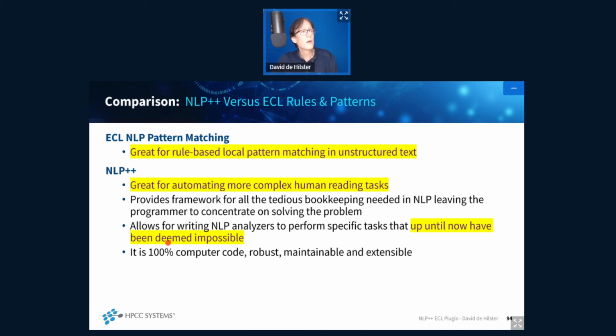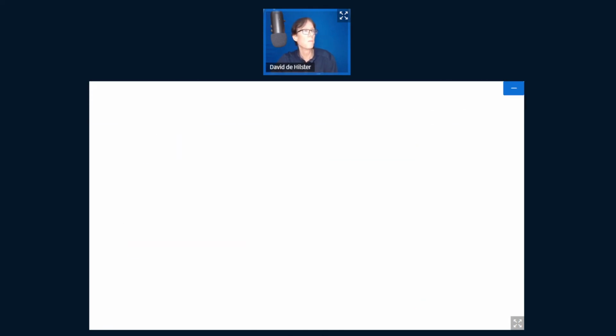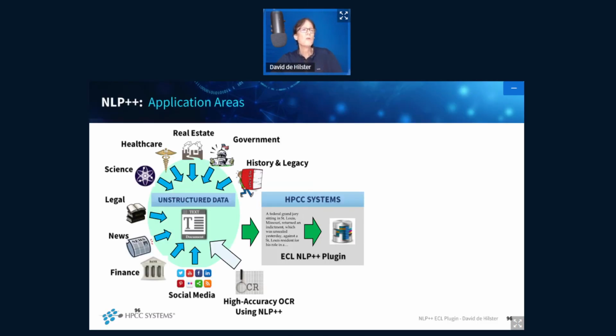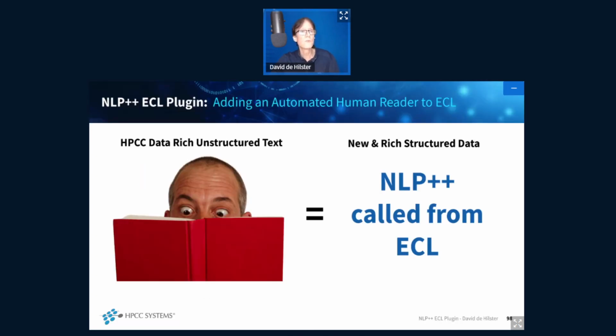NLP++ also allows for writing analyzers to perform specific tasks that up until now have been deemed impossible. And of course, it's 100% computer code, robust, maintainable, and extensible. Application areas, you can see all these: history, government, legacy, real estate, healthcare, science, legal, news, finance, social media, and it also does high accuracy OCR. Now you can take the plugin, take this text, make it into structured data, and of course open up new revenue streams and the like. The way I would sum this up is your NLP++ ECL plugin allows you to add automated human reading to ECL.